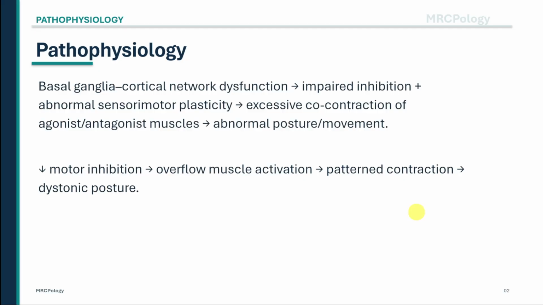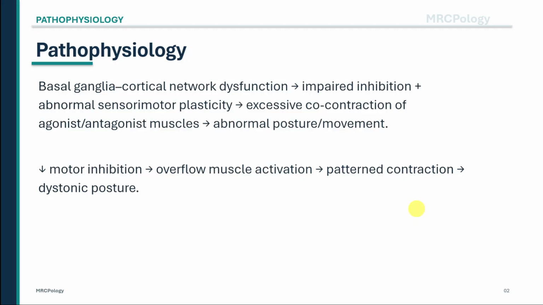A quick recall question. A patient develops abnormal hand posturing only when writing. What is the diagnosis? Writer's cramp, a task-specific focal dystonia. Second question, what is the first-line treatment for most focal dystonias? Botulinum toxin injection into the overactive muscles.